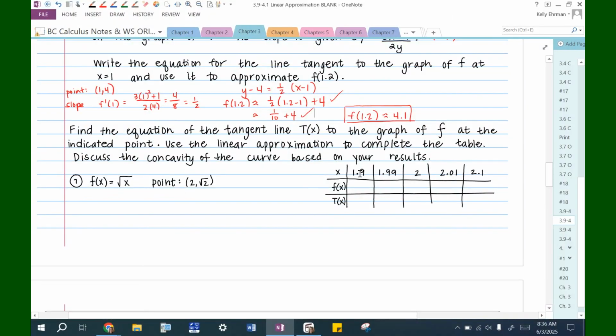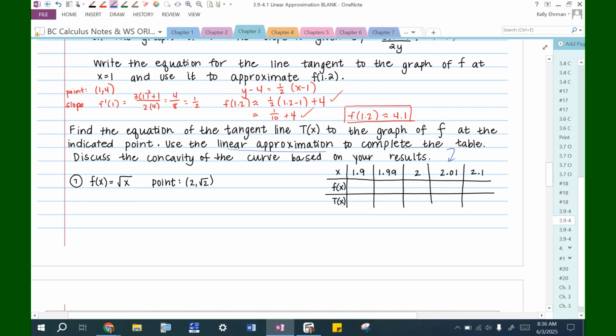Find the equation of the tangent line. They're calling it capital T of x to the graph of f at the indicated point. Use the linear approximation to complete the table. I don't like doing that, but I will. You're not going to have to do this, I should hope, on the AP test. Discuss the concavity of the curve based on your results.